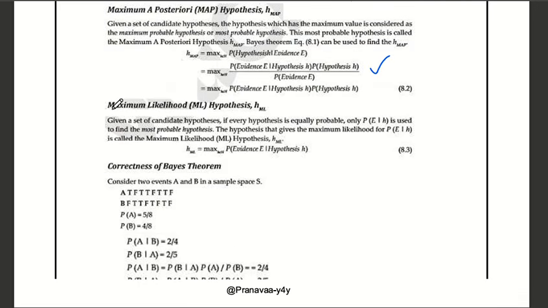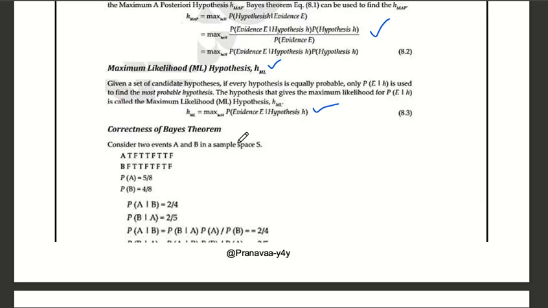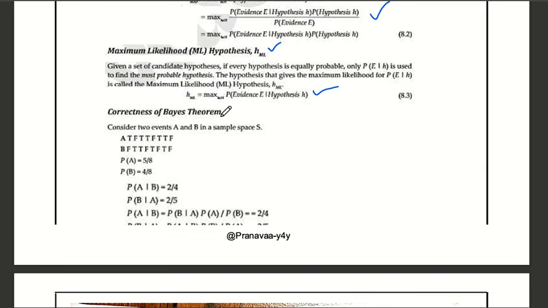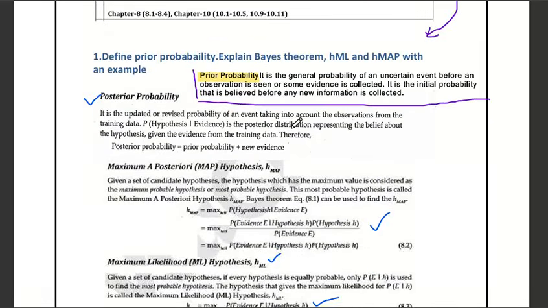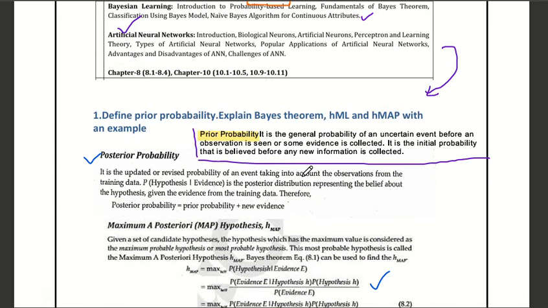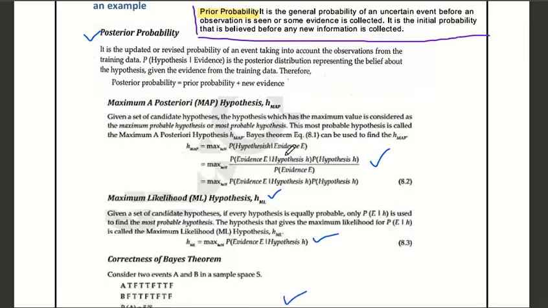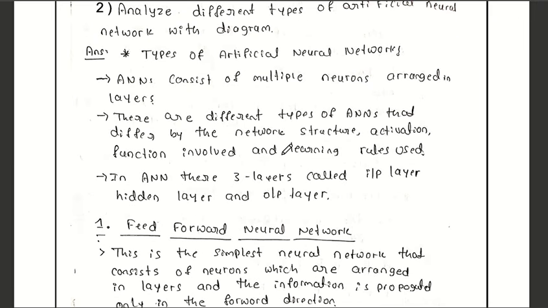Okay, similarly maximum likelihood, that is ML, hypothesis, that is HML. For this also we have a definition along with the expression. Then comes the Bayes theorem. To prove or to explain this Bayes theorem, this is the example, guys. Okay, so I will add this PDF in the description. You can read.